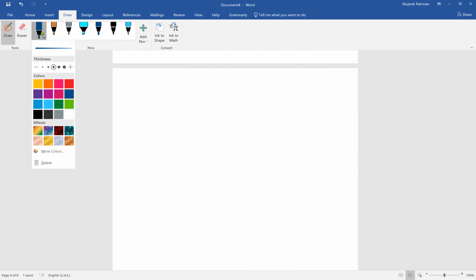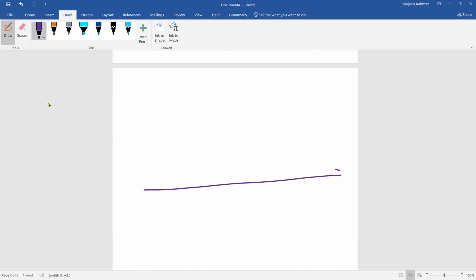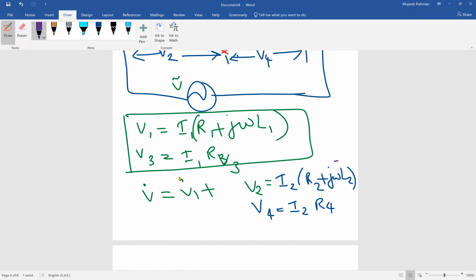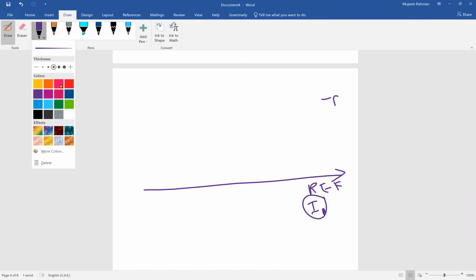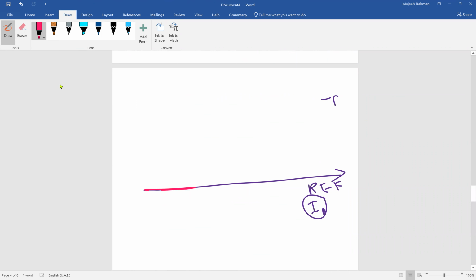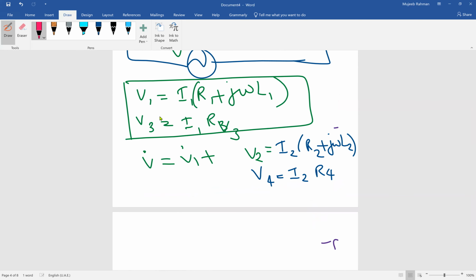Let us assume that this is our reference axis. First, let us try to mark out I1. I'm just considering I1 as the current reference axis. The first thing is we have to multiply I1 by a factor R1. That is the in-phase component, so that can be marked as it is. So we mark I1 R1. This part is already marked out.